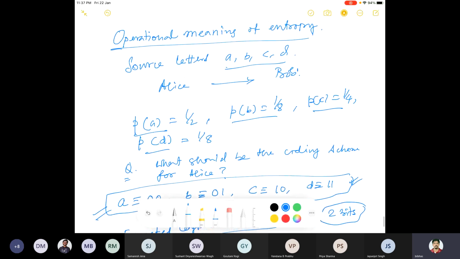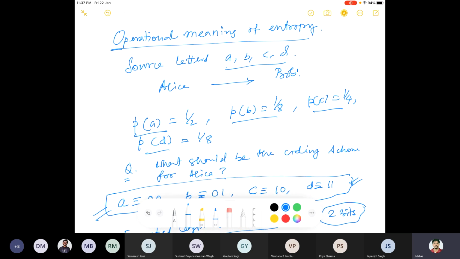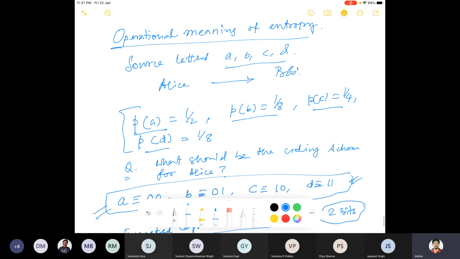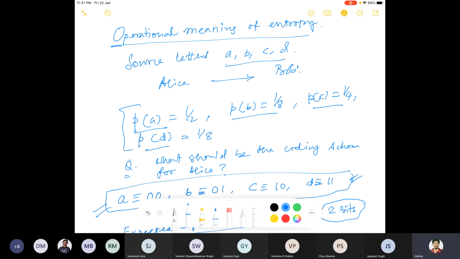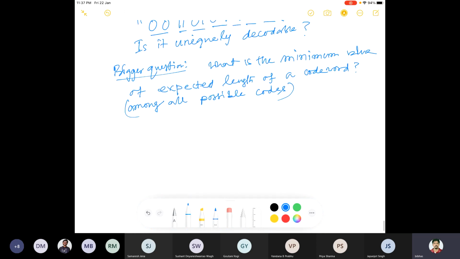Let me design a code word for each of these letters using the probabilities. A is more likely to happen compared to B, C, and D, and C is more likely to happen than B and D. So let's say another coding scheme. Now here for A, I'll give a very small length code word, which is 0. That's only one bit.